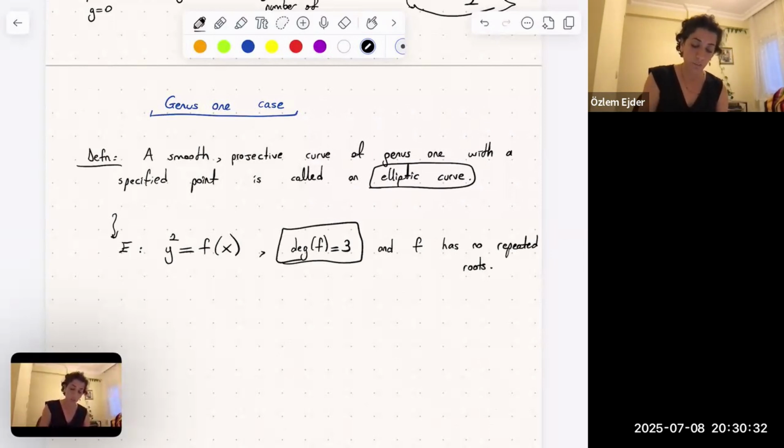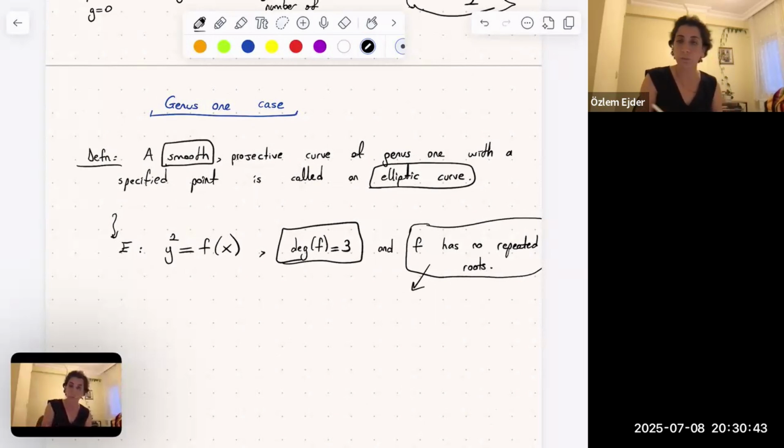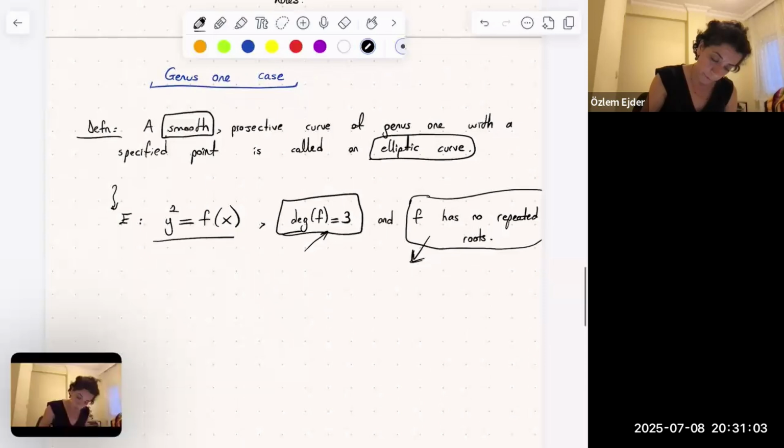The first one, the degree of f equals 3, just means that y squared equals x cubed plus something. And the second condition says that f has no repeated roots. This just makes sure that your curve is smooth, which means that at every point you will have a tangent line that is well defined. So if this condition is satisfied, then you get a smooth curve, and looking at the degree of this polynomial, 3, you can calculate the genus and you will find that the genus is 1. Okay, so then let me give you some examples.